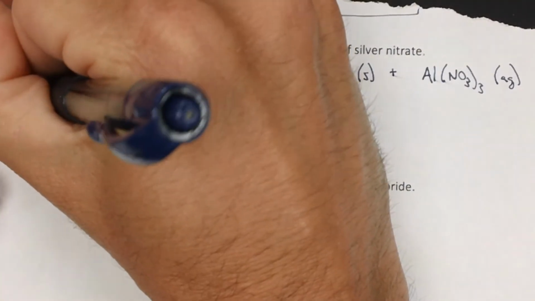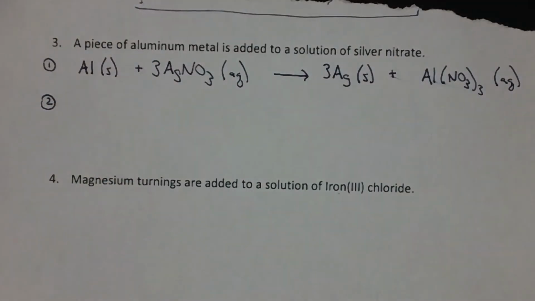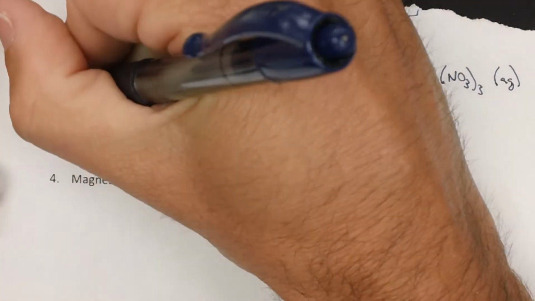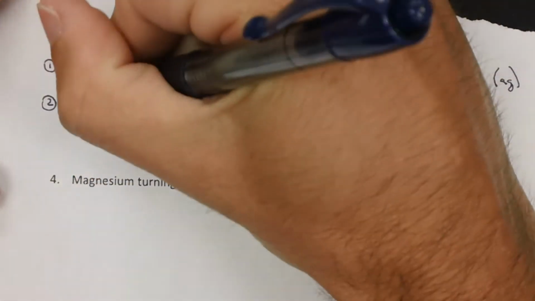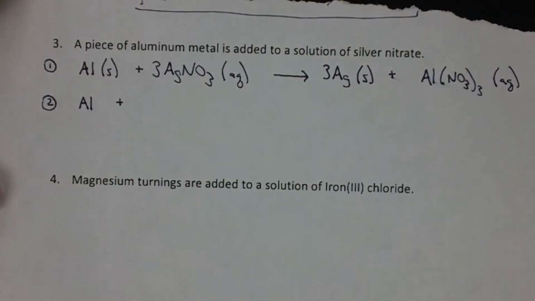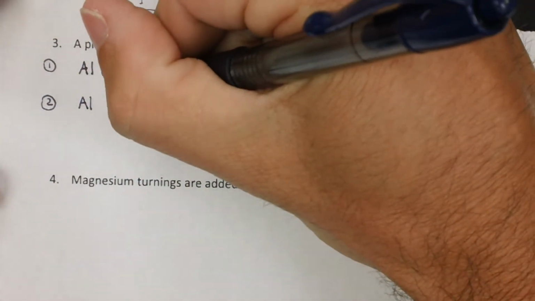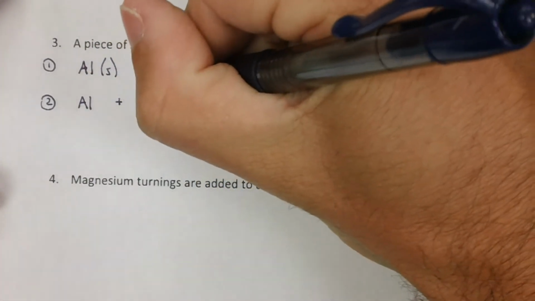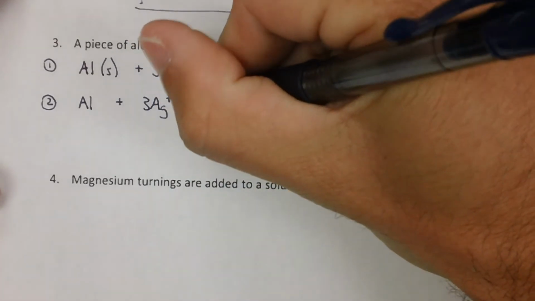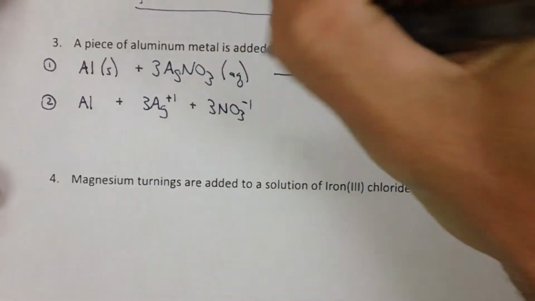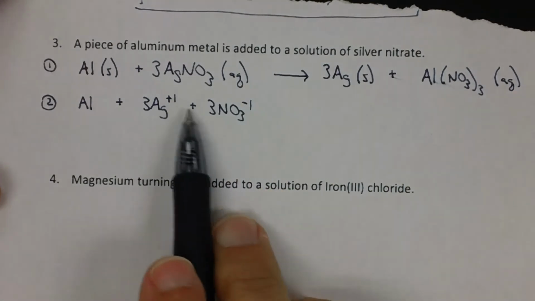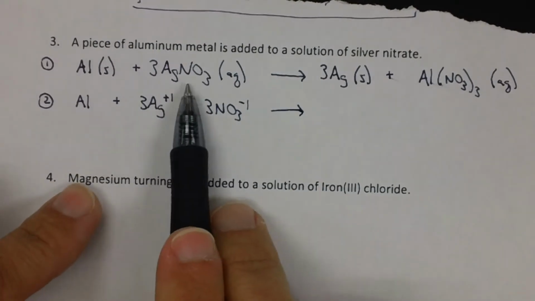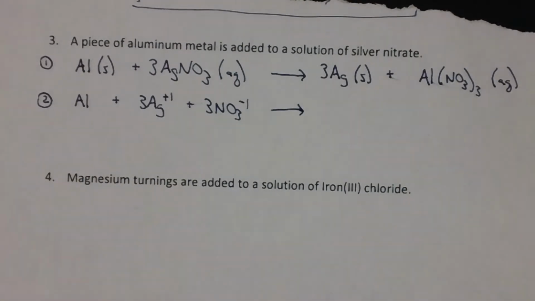Step number 2 is to write the overall ionic equation. So anything that's aqueous breaks apart. If it's solid, leave it alone. So the aluminum solid, we leave it alone. The silver nitrate being aqueous means that guy is going to dissociate into 3 silver ions and into 3 nitrate ions. When they dissociate and they're aqueous, they have to have charges on those individual ions. They're no longer attached to each other where they were neutral. Now they're separated, and when they separate, they have their individual charges.